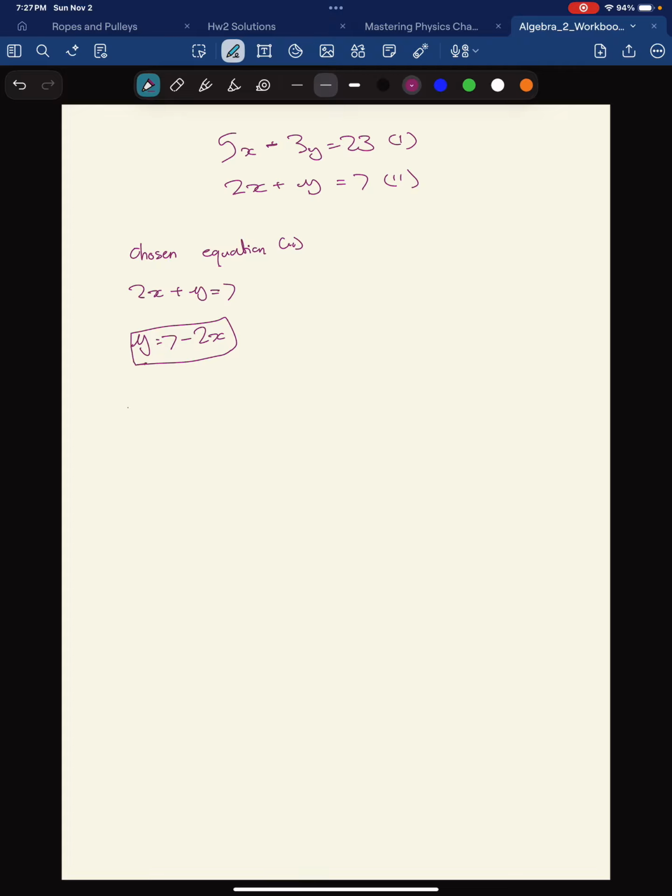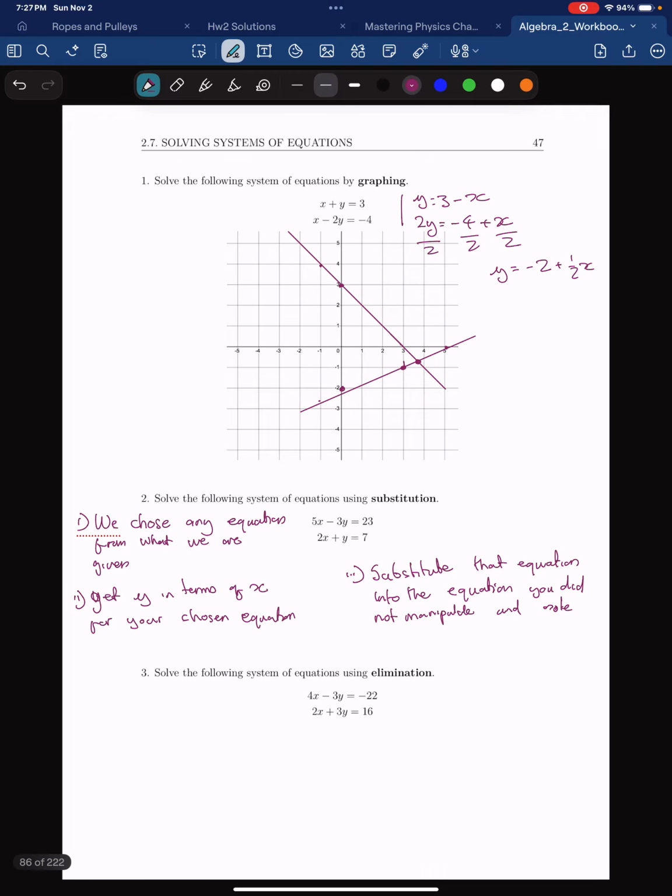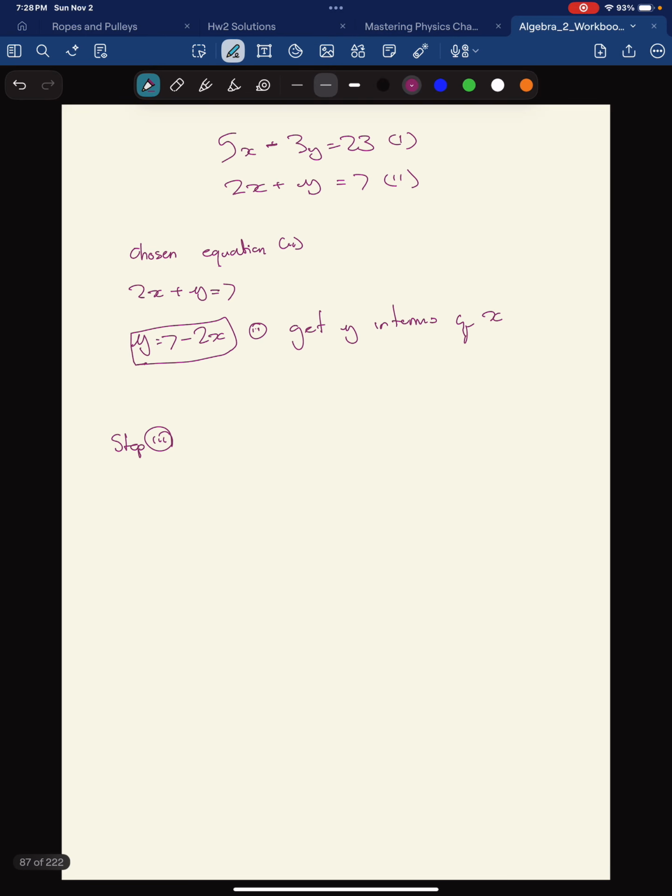Now, step 3. So this is what? This is choose equation. Step 2 is get y in terms of x. Then step 3, what we're doing here in step 3 is substituting this equation into the equation we did not manipulate. Substituting equation 2, this is our equation 3 rather, I've named this equation 3, into equation 1. So plug in equation 3 into equation 1.